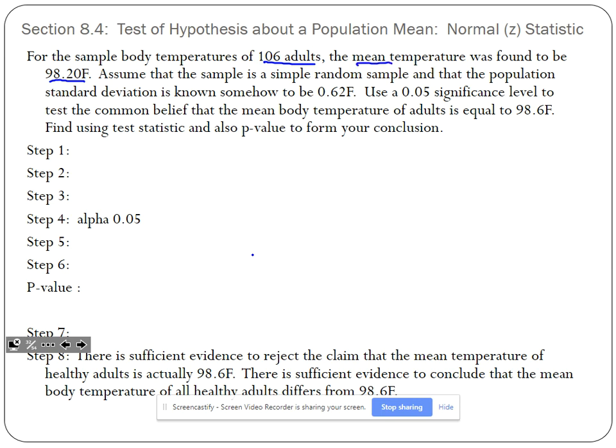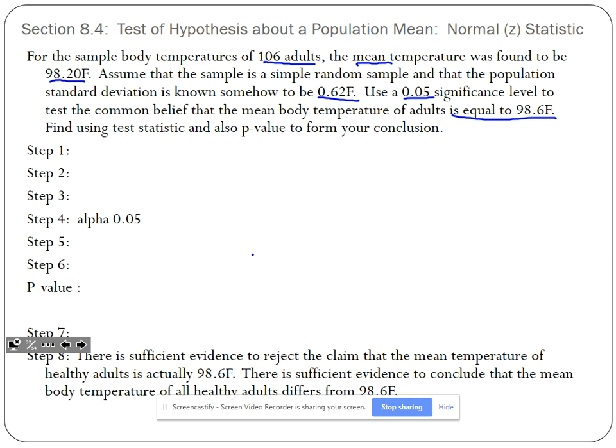Assume the sample is a simple random sample and that the population standard deviation is somehow known to be 0.62. Use a 0.05 significance level, that's our alpha, to test the common belief that the mean body temperature of adults is equal to 98.6, which is what we've always based our temperature and thermometer readings on. Find using a test statistic and also the p-value to form your conclusion.